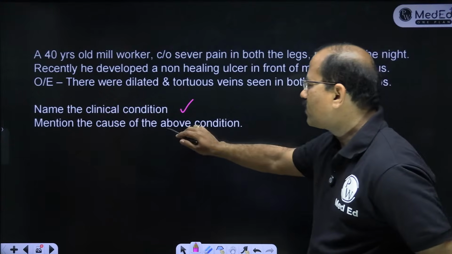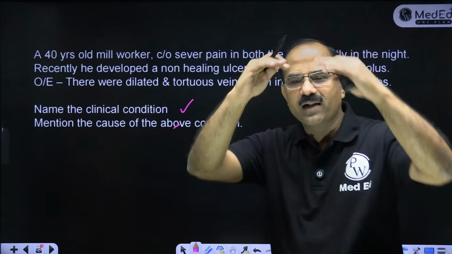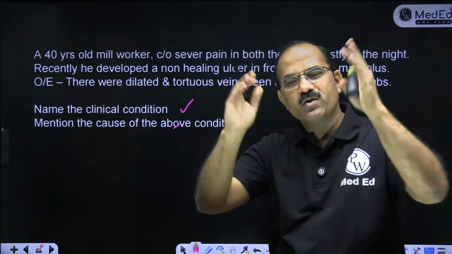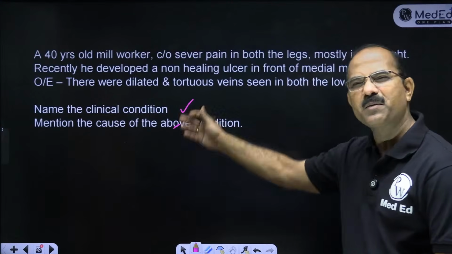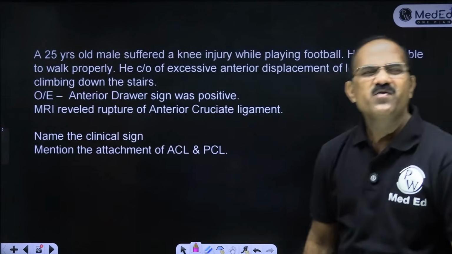Varicose veins. Cause of the above condition? One is that the valves are damaged. The main valves are damaged or the valves in the perforating veins are damaged. Okay? So that is the reason for varicose veins. Damage to the valves.